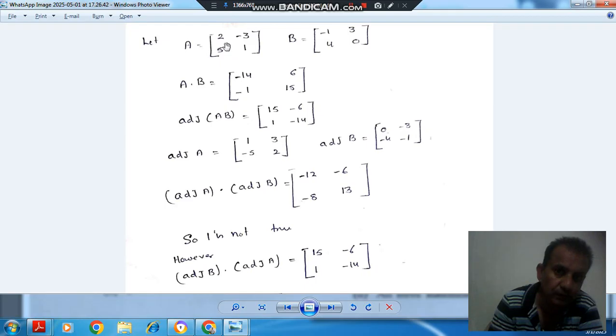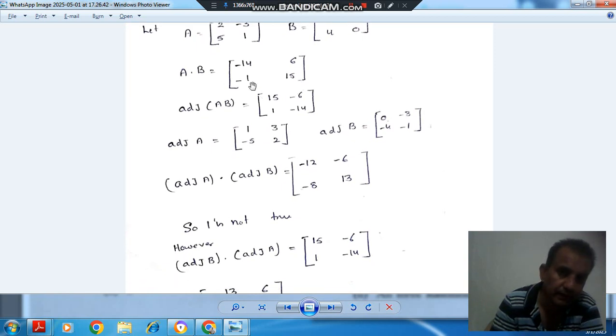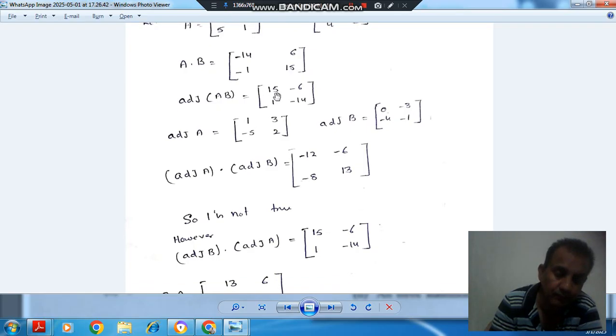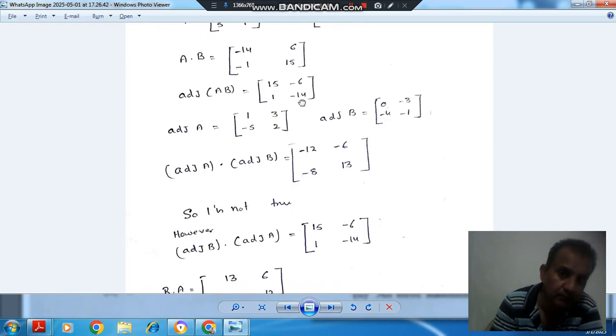So now A into B: 2 into -1 minus 3 into 4 is -14. Similarly, 2 into 3 is 6 and -3 into 0 is 0. Similarly we can get -1 into 5 plus 1 into 4, which is -1, and 5 into 3 is 15. So this is A into B, and the adjoint of AB is obtained by interchanging the diagonal elements and changing the signs of the others. -14 will come here and 15 will come here, and change the sign of the others. So the adjoint has first row 15, -6 and second row 1, -14.